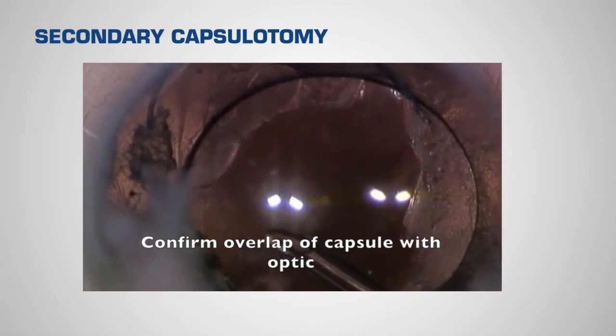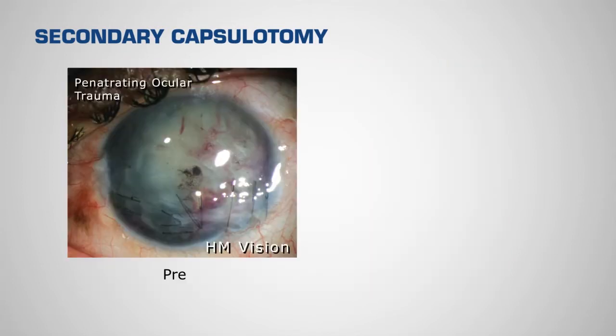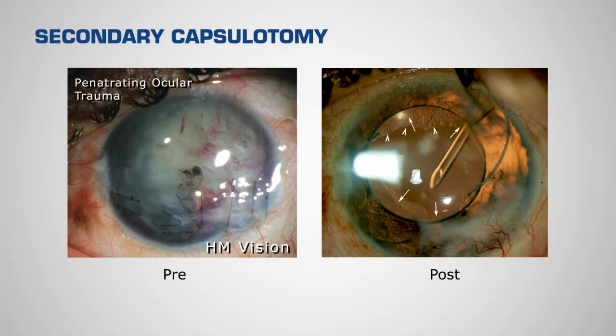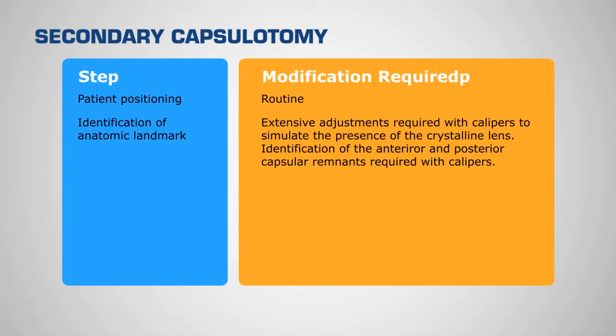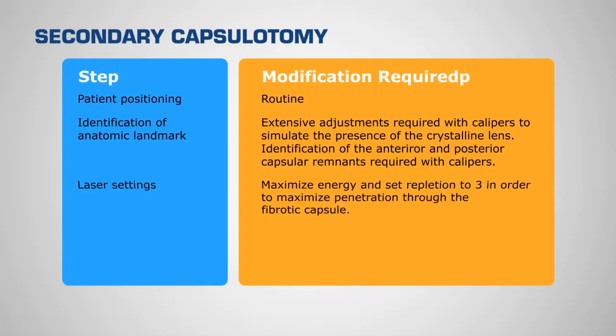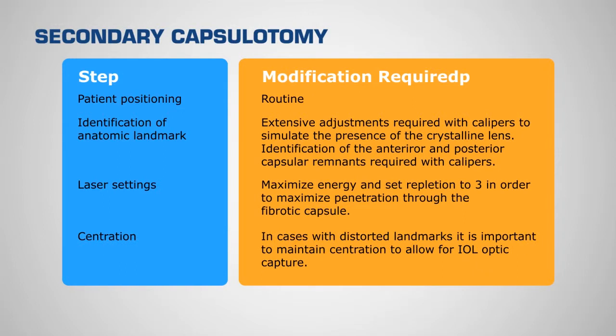In this patient with hand motion vision following trauma, using the femtosecond laser to create a secondary capsulotomy in his aphakic and aniridic state allowed us to implant an intraocular lens that was well centered and achieved good visual rehabilitation. To summarize the modifications required to create a secondary capsulotomy in an aphakic and aniridic eye, it is important to simulate the presence of the crystalline lens as well as the anterior and posterior capsular remnants, increase the capsulotomy energy settings, and also maintain centration to allow for IOL optic capture.